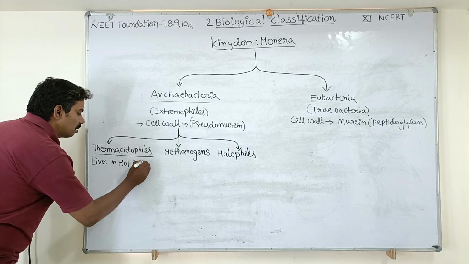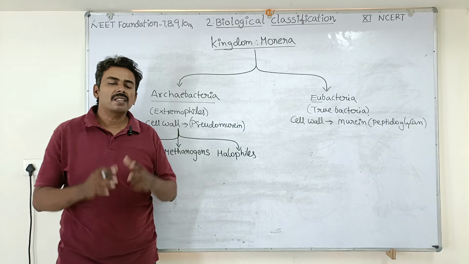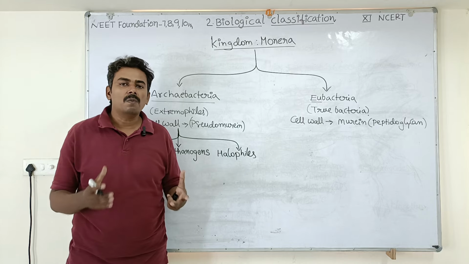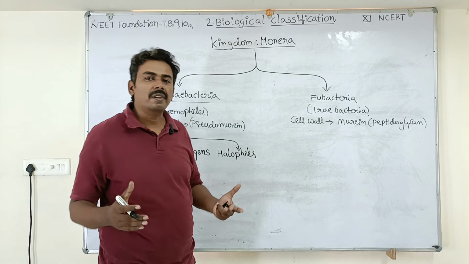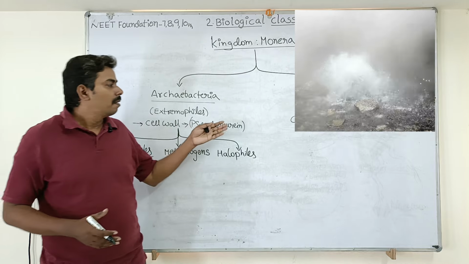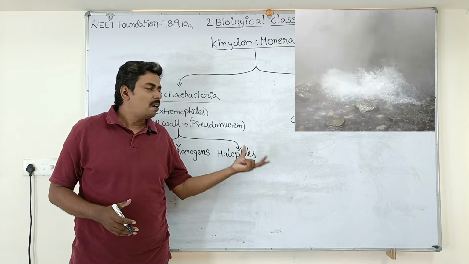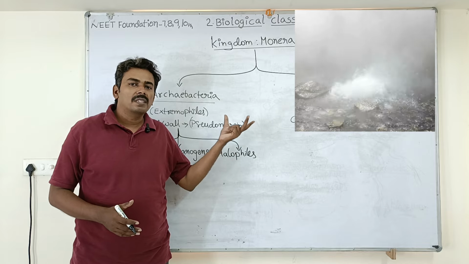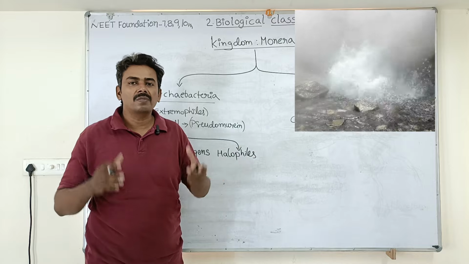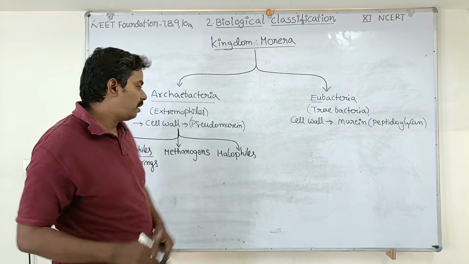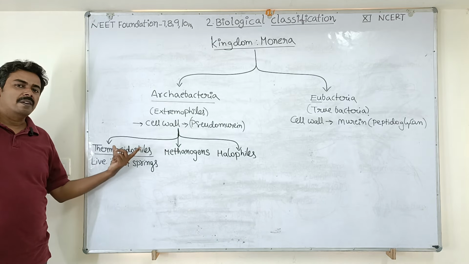Hot springs. So what are hot springs? Hot springs are areas where there is boiling water. The water gets naturally boiled because of the volcanic activity. You can see in the video here. This is the hot spring. See how water is boiling and water vapor is coming out. This is because of the volcanic activity. Hot springs are found in the areas where there is volcanic activity. In such places you can find these bacteria called thermacidophiles.